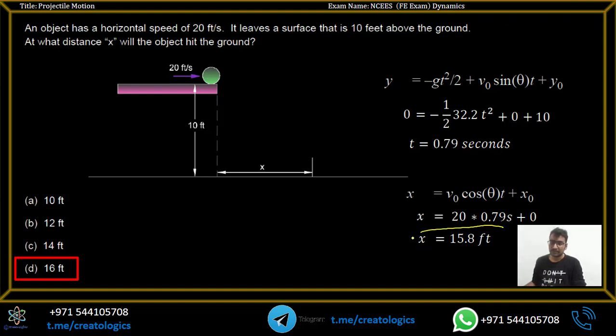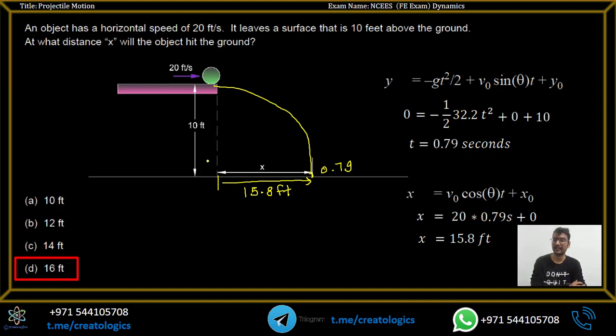So the object goes like this, hits the ground after 0.79 seconds, and this horizontal distance is 15.8 feet. The height was 10 feet, already given to us. That's how we have to solve these questions. You must know the initial velocity, the angle that it makes with the horizontal axis, and x naught and y naught, meaning the initial distance covered along the x-axis or along the y-axis, if there is any.